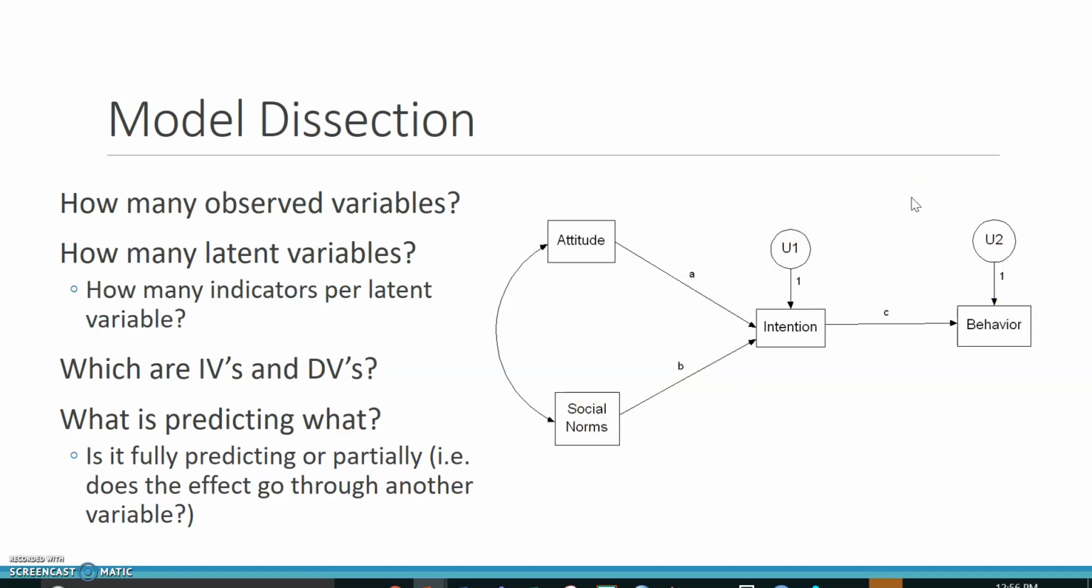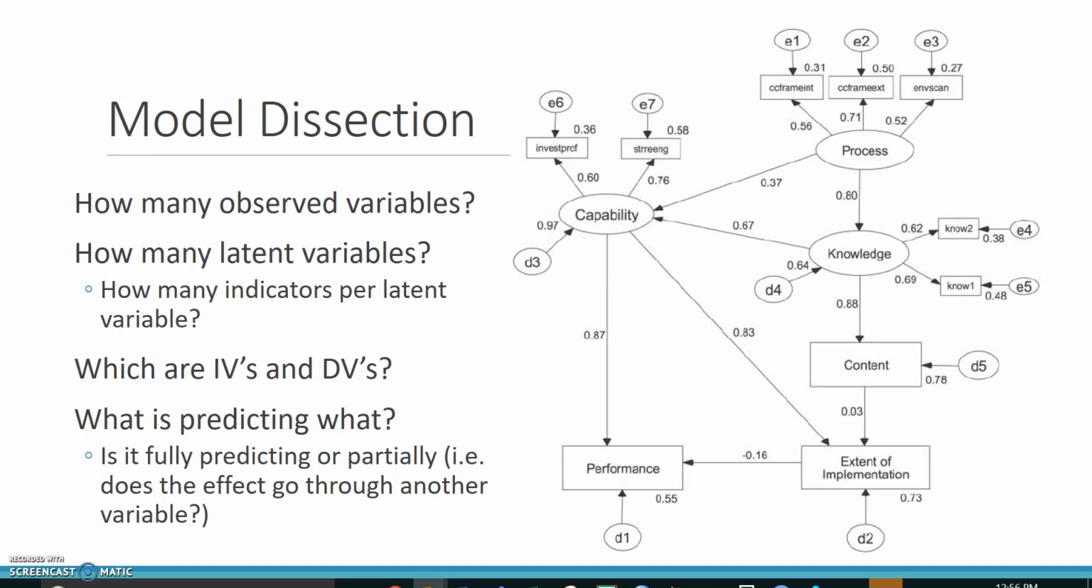So I want you to stop and go to the guide and dissect all of the models that were given there. So go ahead and pause, and you can end with this one. It's super fun.